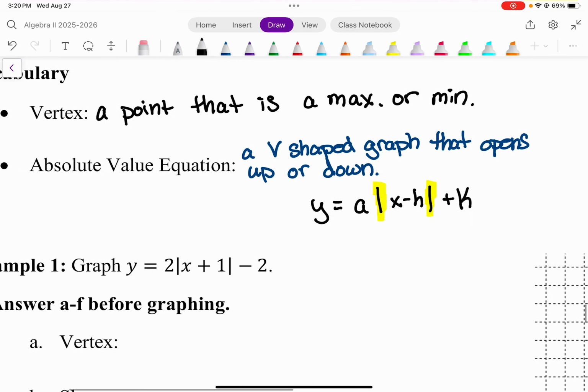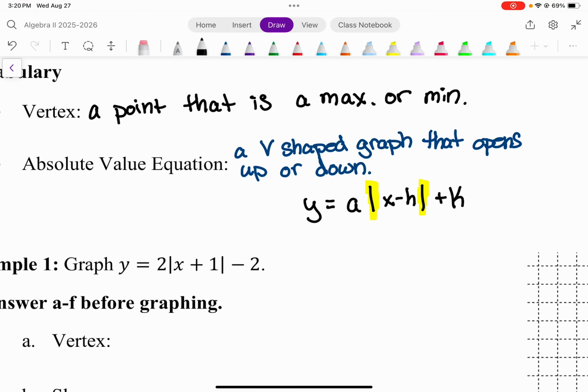Now, the variables in here, a, h, and k, are going to tell us a lot of information about our graph. The first thing that we are going to look at is the sign in front of the a value. If it is positive, that tells us our graph is going to open up. So it's going to be a regular V shape. If it is negative, that means a is going to be negative, it's going to open down. So the sign in front is going to tell us if it opens up or down.